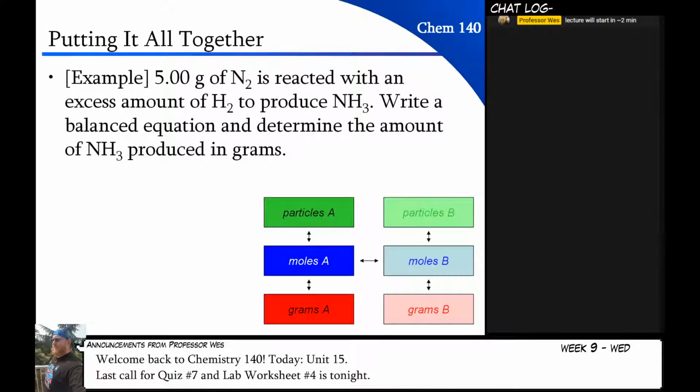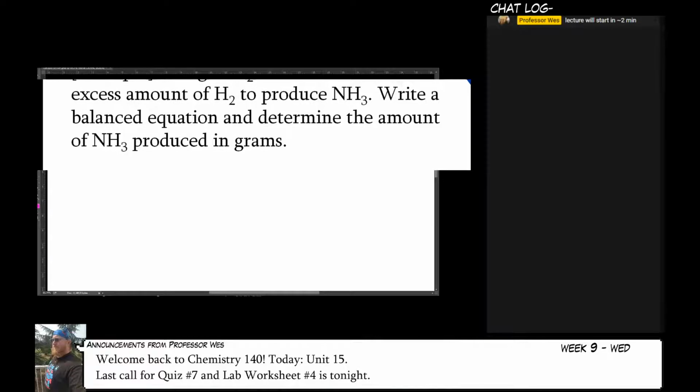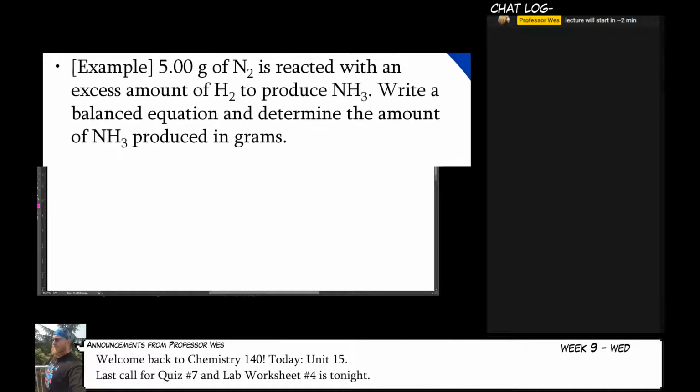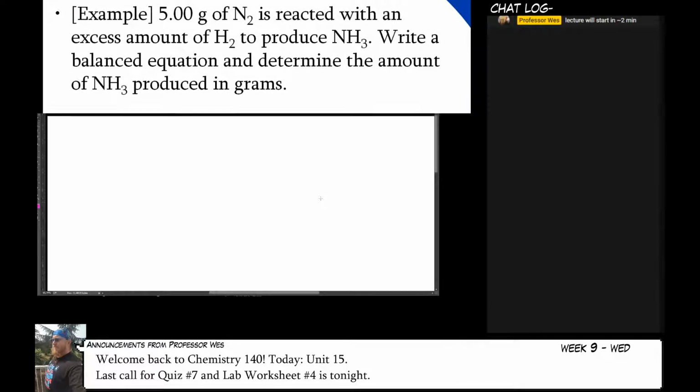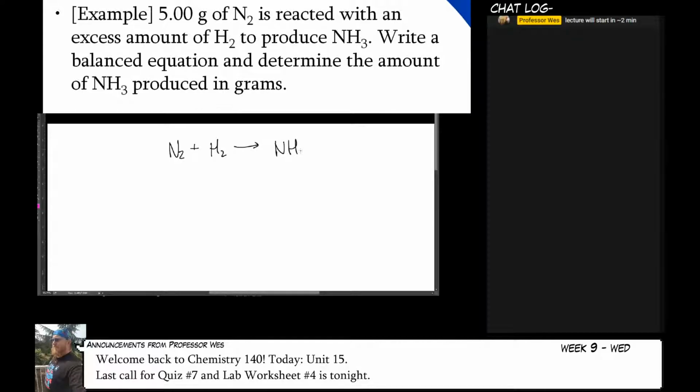All right, let's solve this problem. So, first of all, we need to have the balanced chemical equation. So I'm going to write that on this page here. In order to balance this, we need to balance N and H. You should be able to do that and get this as your result.